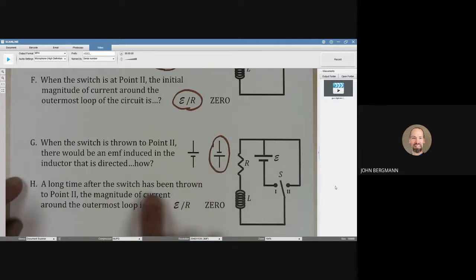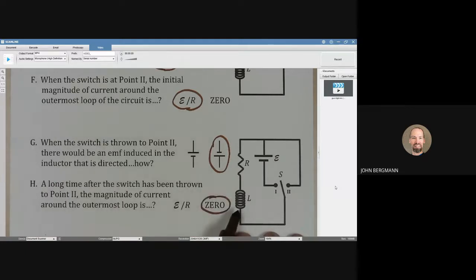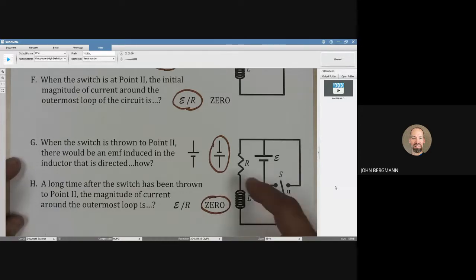A long time after the switch has been thrown, the magnitude of the current will be 0, right? There's only a finite amount of energy that is stored in this inductor, and so that current that is going counterclockwise around here, it's going to eventually end up at 0.